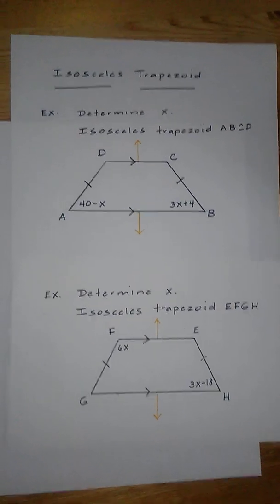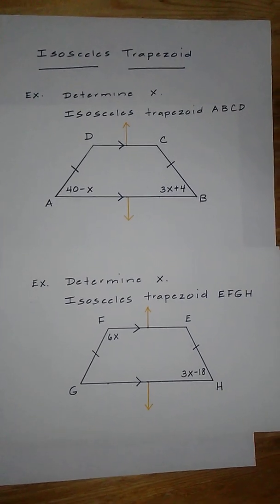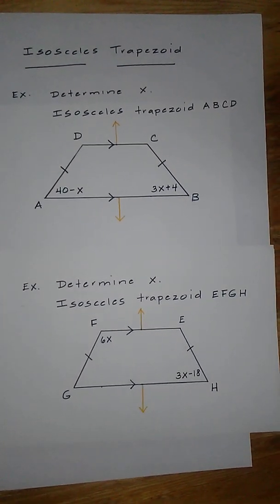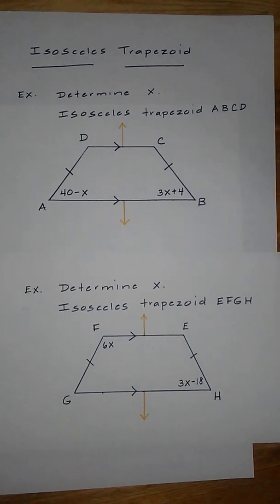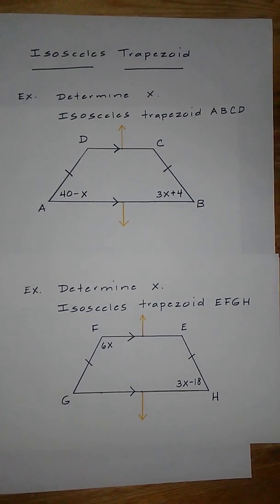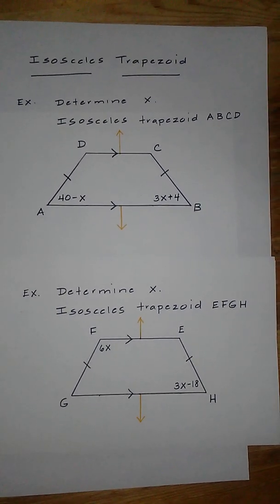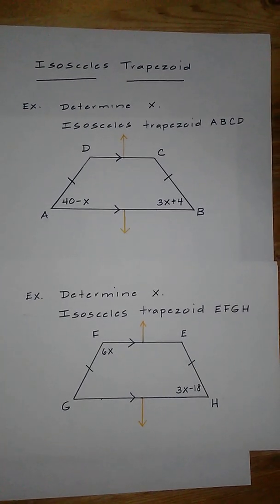This video is specifically about the angles in an isosceles trapezoid. And in the video before, we had a statement that the base angles are congruent. We're going to try to use that on these two example questions. So please take a second to look at them and understand the difference.